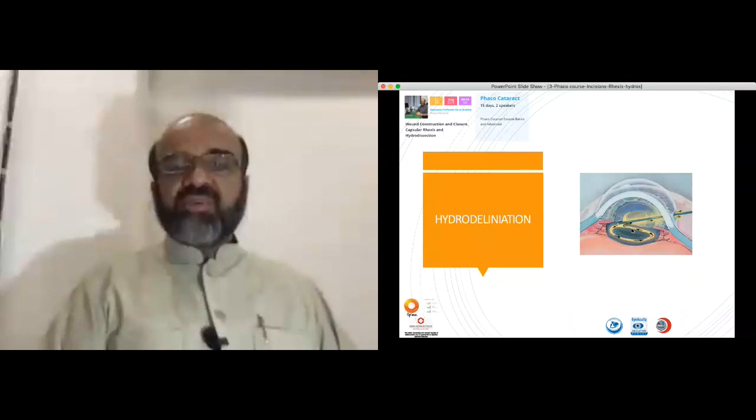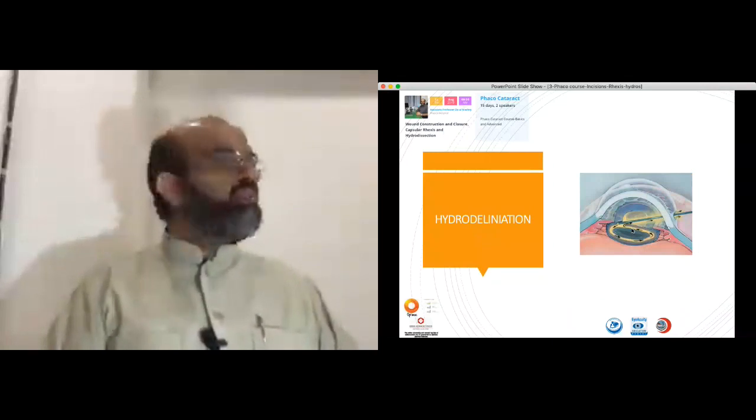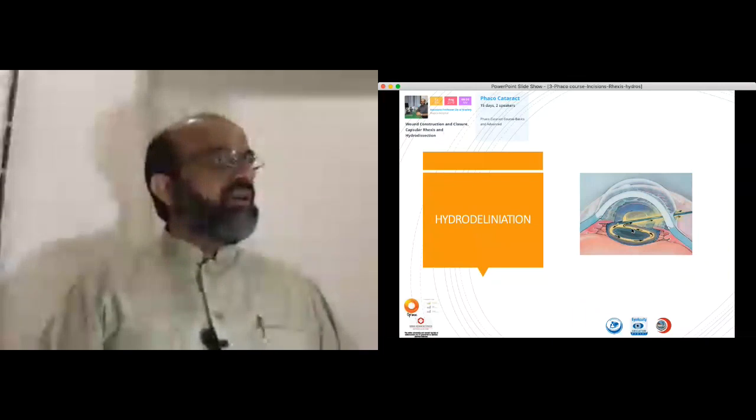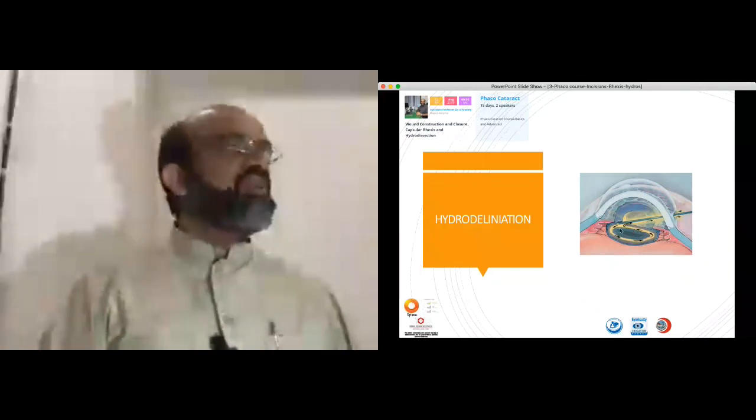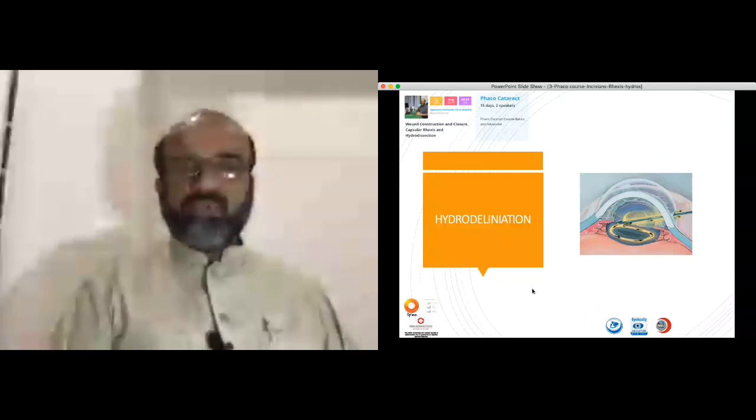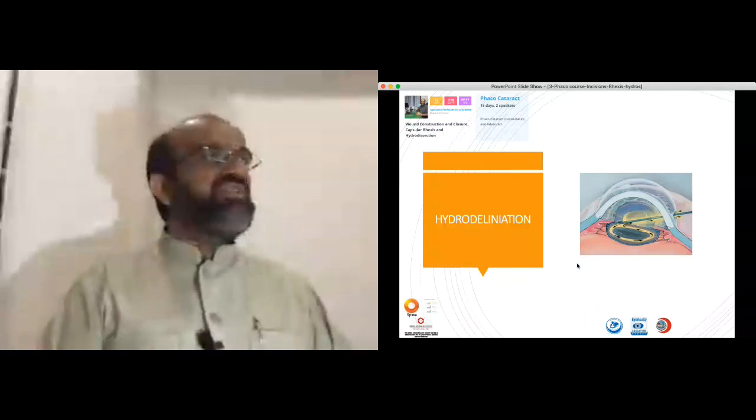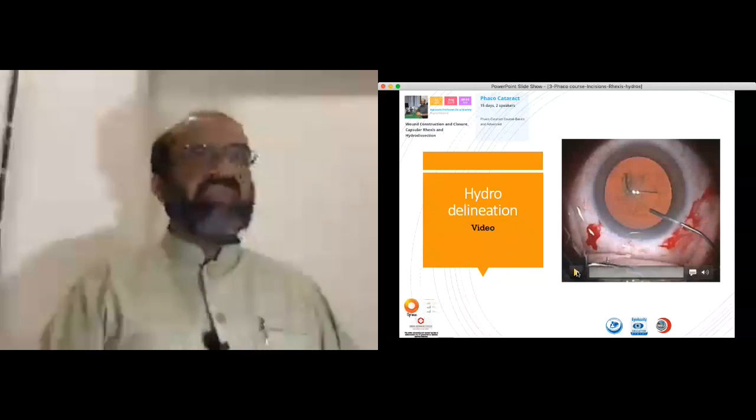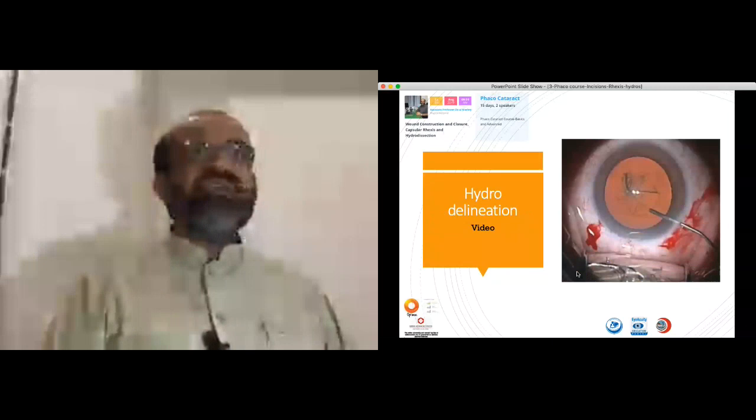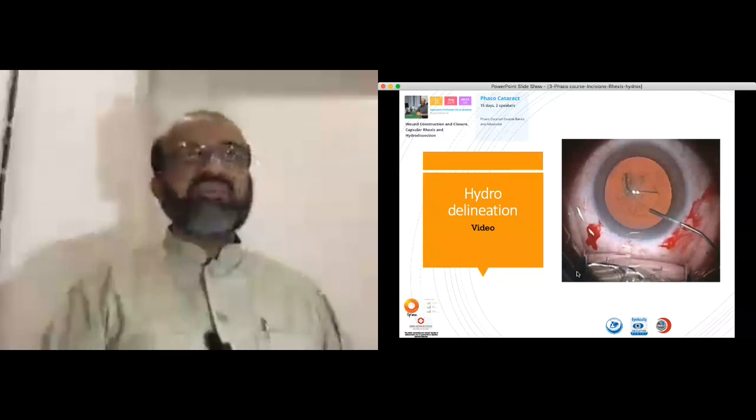Hydrodelineation is separation of the cortex from the nucleus, and hydrodissection is separation of the whole cortical nuclear complex from the capsule. And hydrodelineation is indicated more in cases of posterior subcapsular and posterior polar cataracts. We will see in difficult cataract discussions.